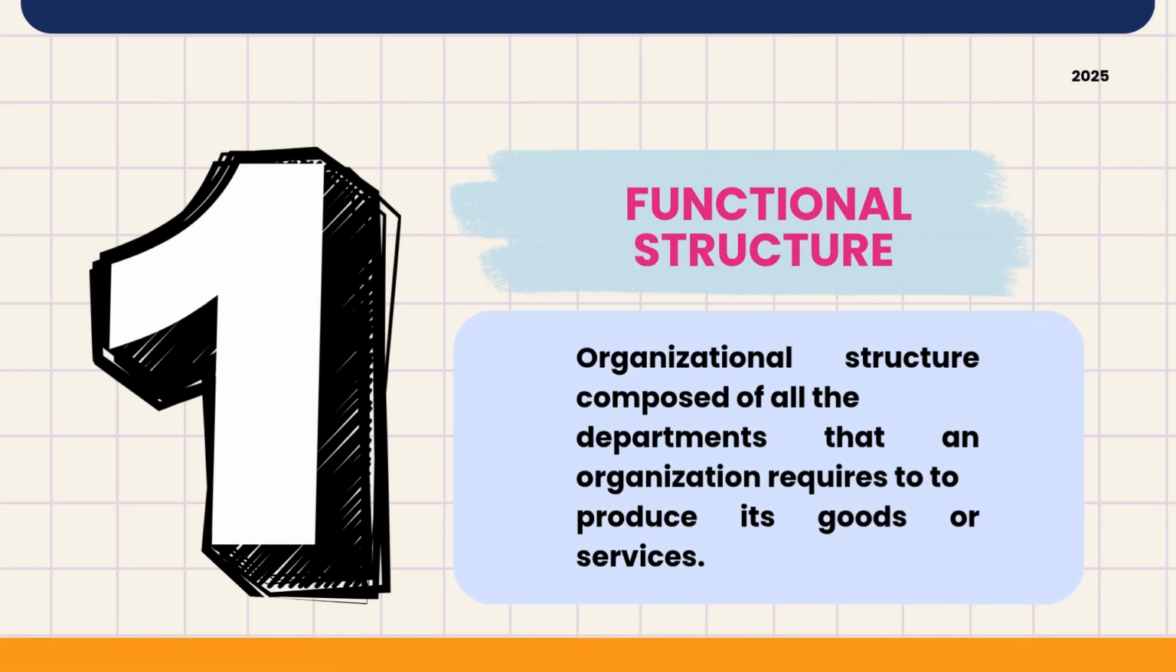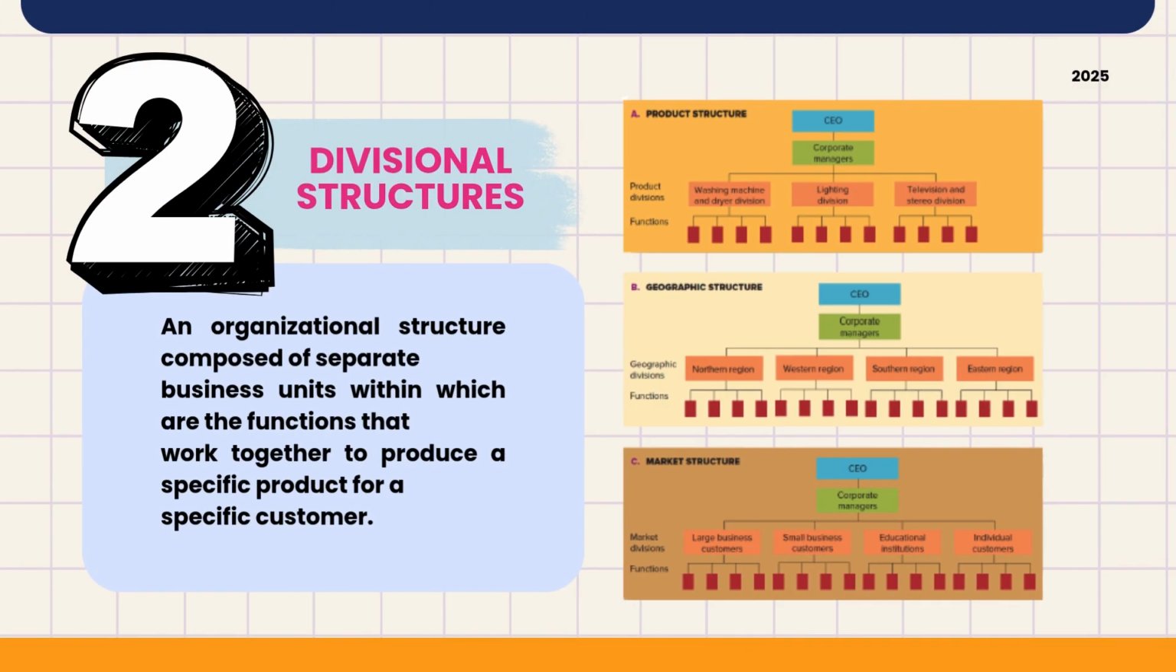In a functional structure, each department handles a specific function like marketing, finance, or operations. This helps employees specialize and improve efficiency. Divisional structures group employees into units based on product lines or customer types. Each division has its own departments, allowing faster decision-making and customer focus.